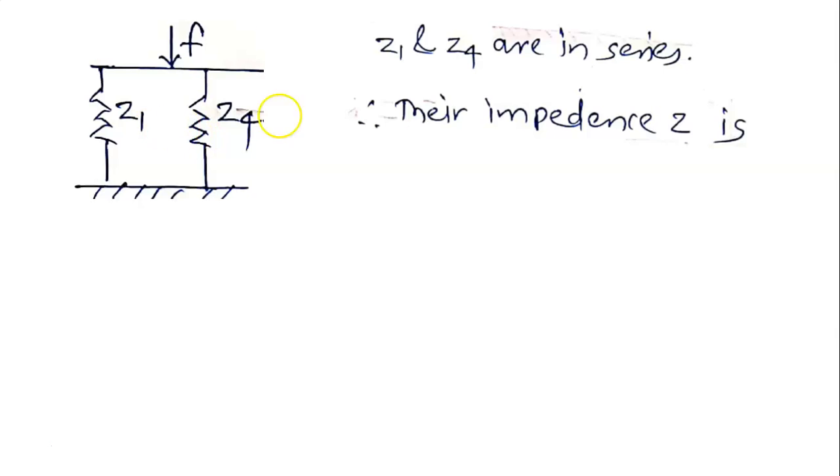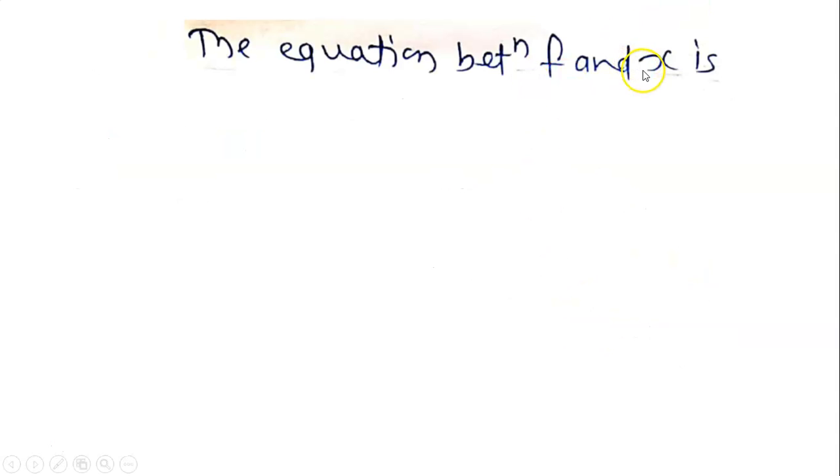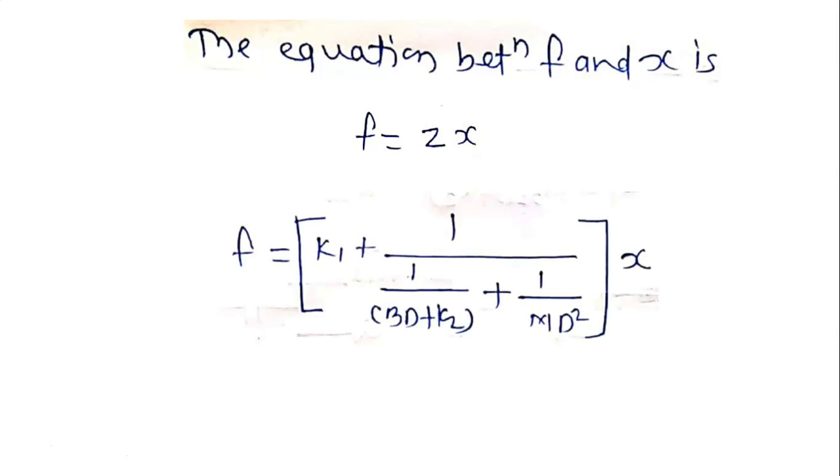Therefore, their impedance Z is equal to Z1 plus Z4. Therefore, Z is equal to K1 plus, we have to substitute the value of Z4, that is 1 divided by 1 upon BD plus K2 plus 1 divided by MD square. Therefore, the equation between F and X is F is equal to Zx. Substituting the value of Z, F is equal to K1 plus 1 divided by 1 upon BD plus K2 plus 1 upon MD square, into X. Therefore, this is the equation relating F and X.